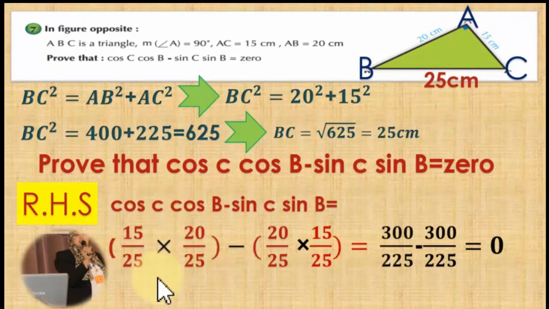Now we will calculate all the operations here. 15 times 20 over 25 times 25, which is 300 over 225, minus 300 over 225, which is 0. 0 is the left-hand side. So now we prove that cosine C cosine B minus sine C sine B equals 0.